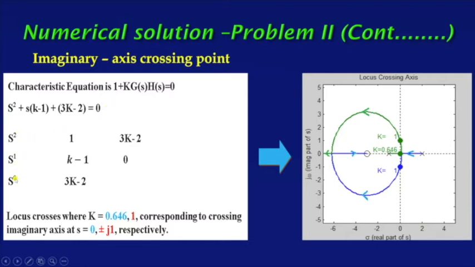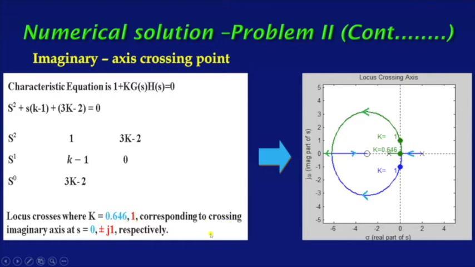Then s square is 1, is 0. This is 1, this is 3k minus 2, this is k minus 1, and this is 0. Find this value: (k minus 1) into (3k minus 2) minus 1 into 0, divided by k minus 1. So this is the answer. We get two values. When k minus 1 equal to 0, then we get k equal to 1. Another, put 3k minus 2 equal to 0, then we get k equal to 0.646.